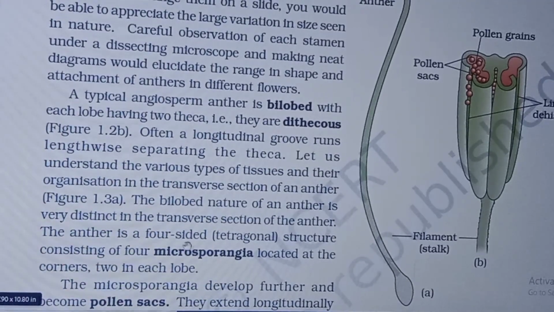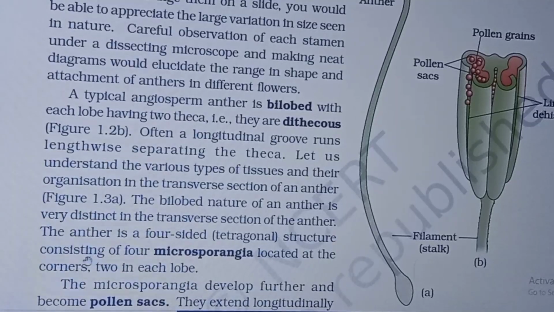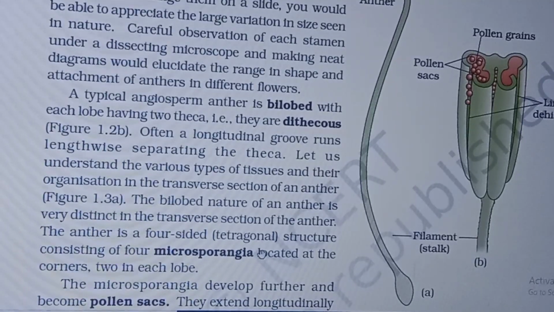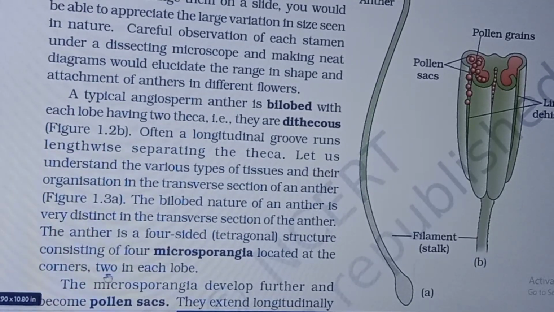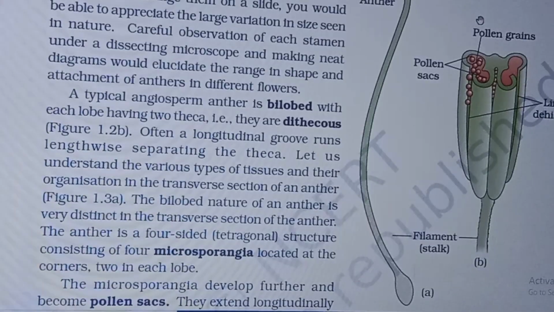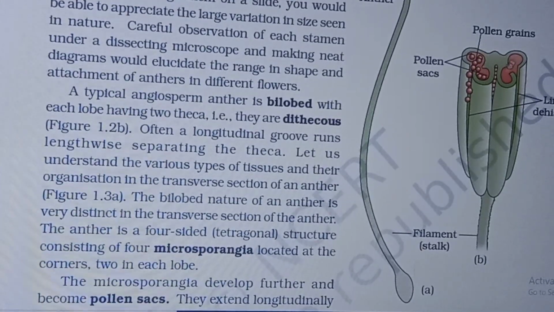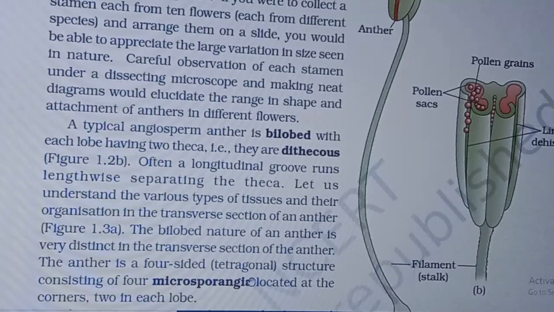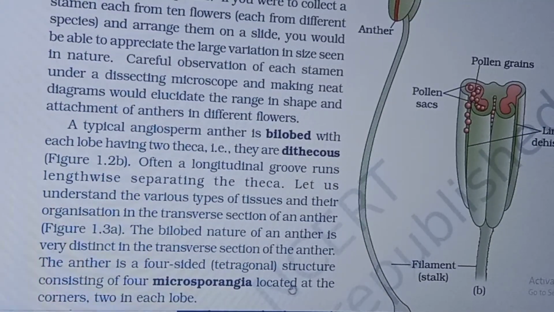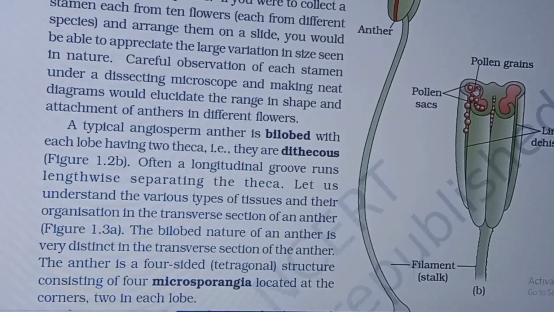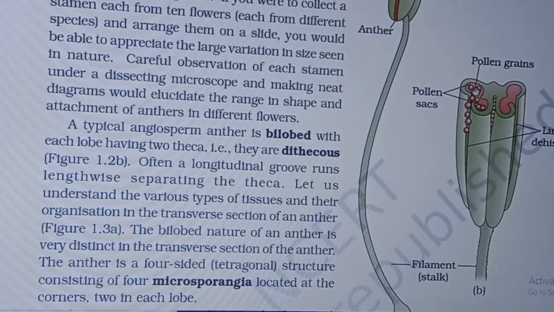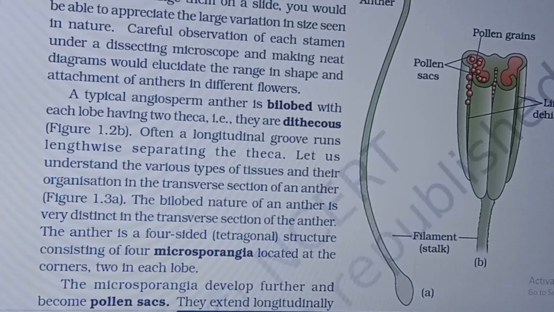The anther is a four-sided tetragonal structure consisting of four microsporangia, 1, 2, 3, 4, located at the corners, two in each lobe. This is the anther, and this is the filament.